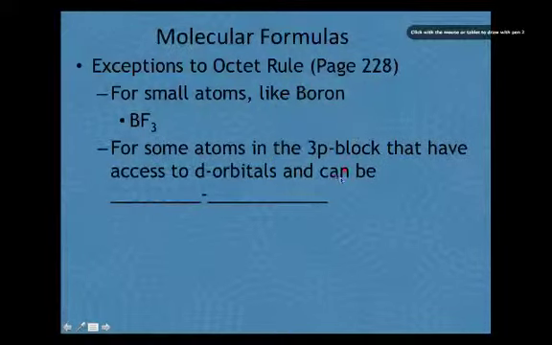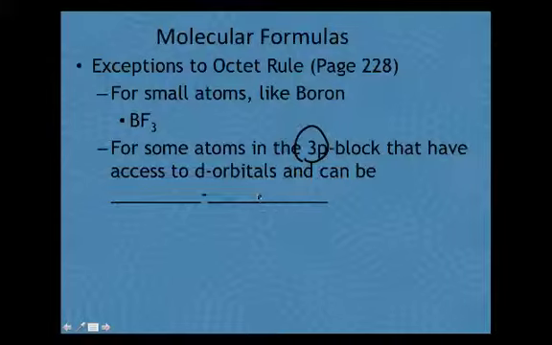Some atoms in the 3p block have access to d orbitals because it's in the 3rd energy level, right? And so sometimes they will be what's called hypervalent. In other words, they'll have more than the octet. They exceed the octet.